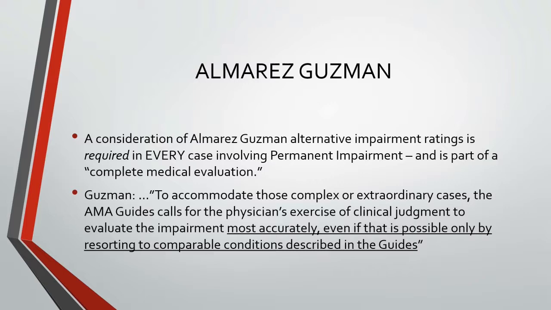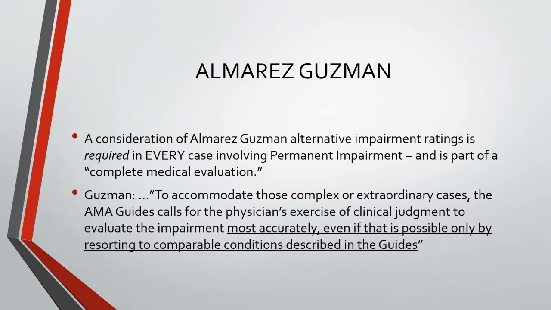An inaccurate permanent impairment rating is going to provide for a permanent disability percentage that's inaccurate and does not do justice to the injured worker. So in order to do justice and to do the proper thing for the examinee, it's critical that we accurately describe the permanent impairment in every single case. And that involves a consideration of alternative impairment ratings in addition to the impairment ratings that are provided under the strict application of the AMA guides.